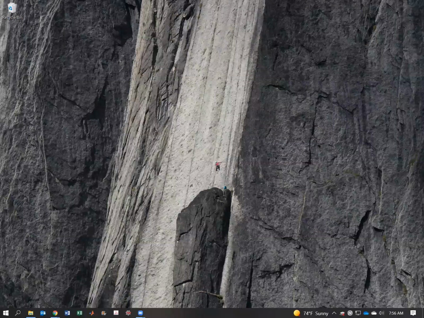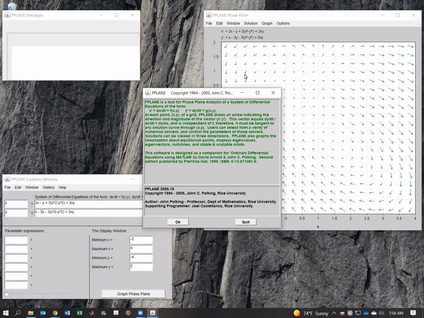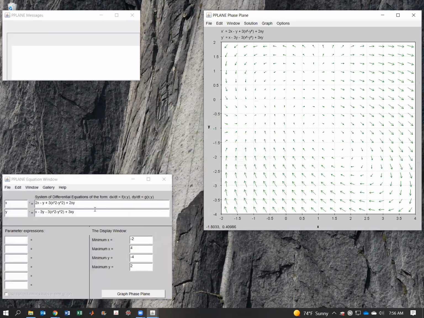All right, so I'm going to demonstrate how to run pplane for the particular example you were given in the notes, which was x prime is equal to x squared minus 4 times y. And then y prime is equal to x times y minus 4 times y.